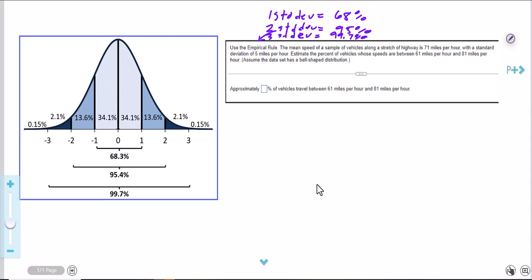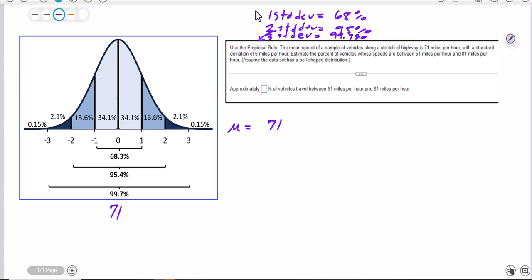So what I did is I went, like we all do, on Google, and I found an empirical graph, which I'm sure is in textbooks and all that kind of good stuff. It says the mean of a sample vehicle along a stretch of a highway is 71 miles per hour. Must be in Texas, huh? 71 is the mean. Remember, the mean goes right down the middle, with a standard deviation of 5 miles per hour. So let's just write this over here. The mean is 71, and the standard deviation, sigma, is 5.